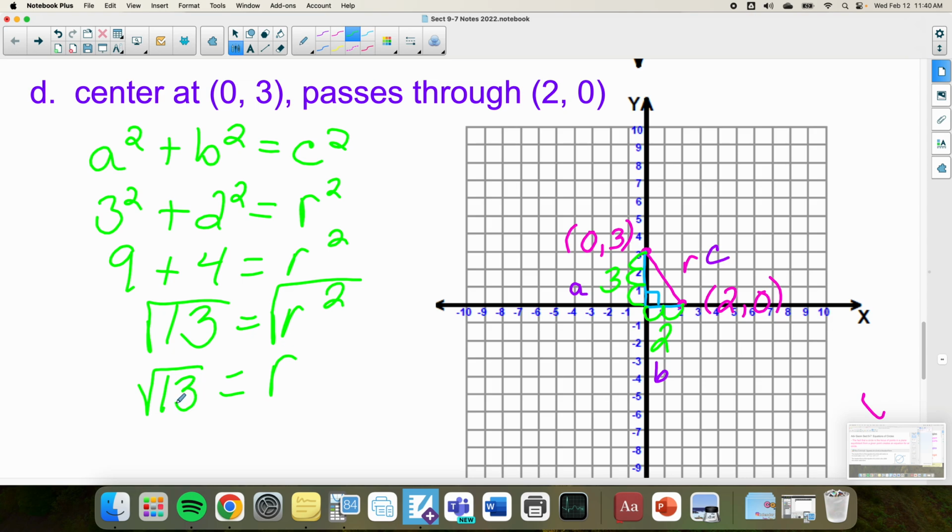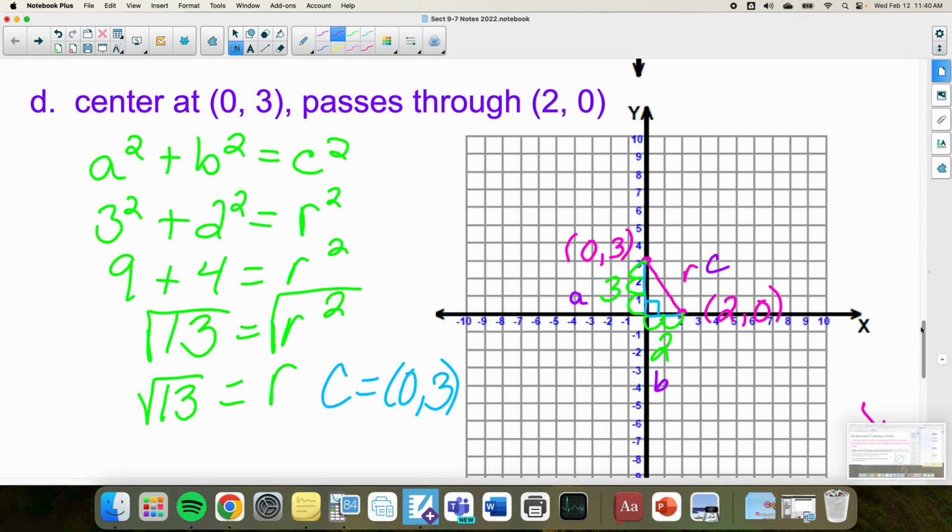If it was the square root of 16, which is 4, then you would take the square root. But if it's the square root of something that you would only get as a decimal, you don't want to take the square root. So now I know this is my radius, and I know that my center is at 0, 3. And now I'm ready to write my equation.